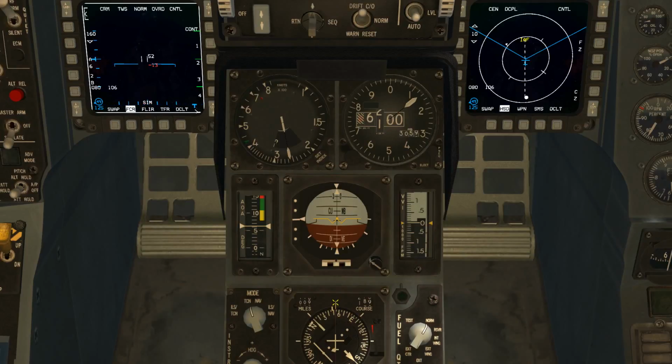The OUT stands for outbound, so this is the technique I use when I'm flying outbound from the station. And the T stands for the tail of the bearing pointer. So just find the tail of the bearing pointer. The R stands for the radial that you want to intercept, in this case 050.